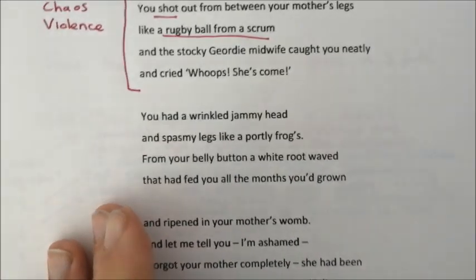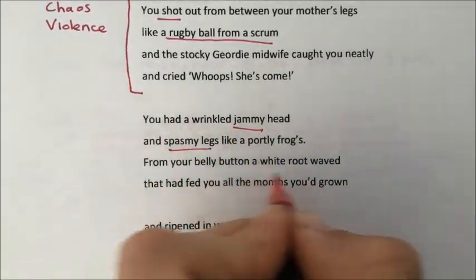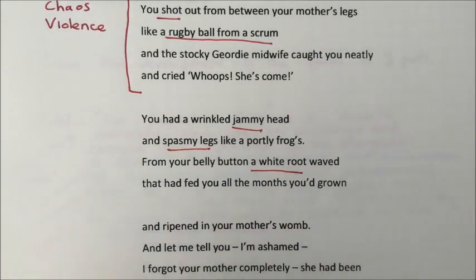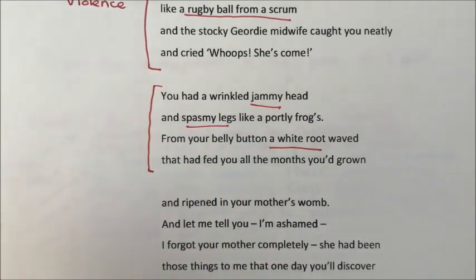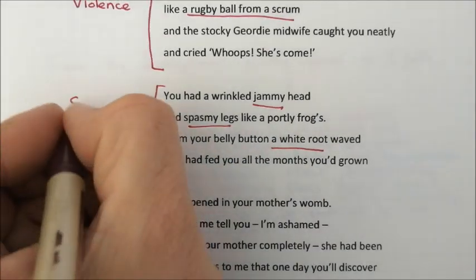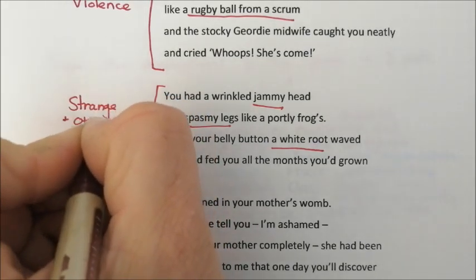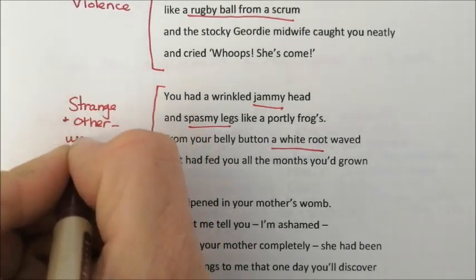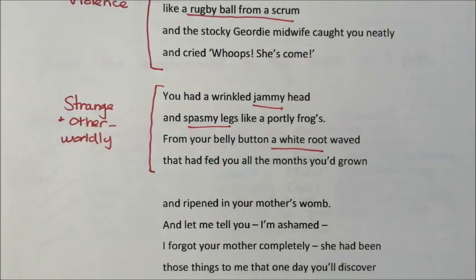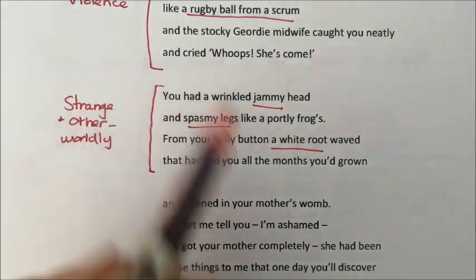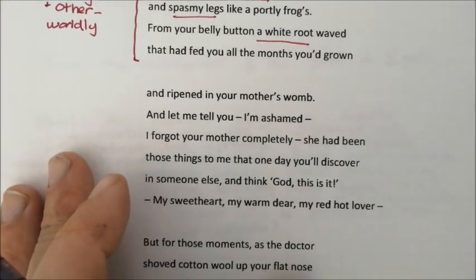Then the second section, we have this wrinkled jammy head, these spasmy legs, and this white root that comes out from the belly button. We have this child that looks a bit strange and a bit otherworldly, but is still beautiful. Okay? It's not superficial in the way that it talks about the child. It's not perfect. There's no veneer covering the truth of things here.